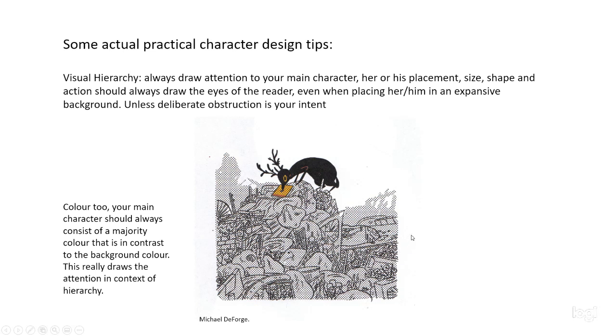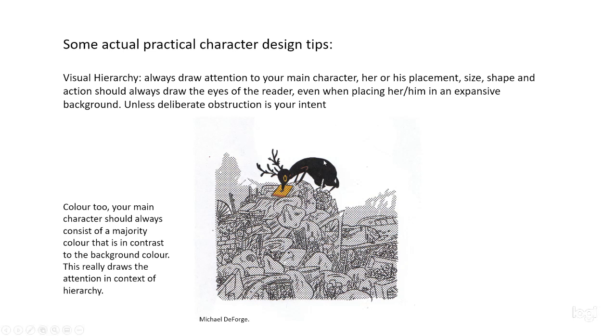And this is a drawing by Michael DeForge, and as you can see, literally at the top of the hierarchy, the pyramid is the main character, the black deer with the black field in the middle, full colored, contrasting with just line work of the background. And the fact that he's on top of this triangular pyramid with a different color scheme, with a different shape, it really calls your attention to the main subject.